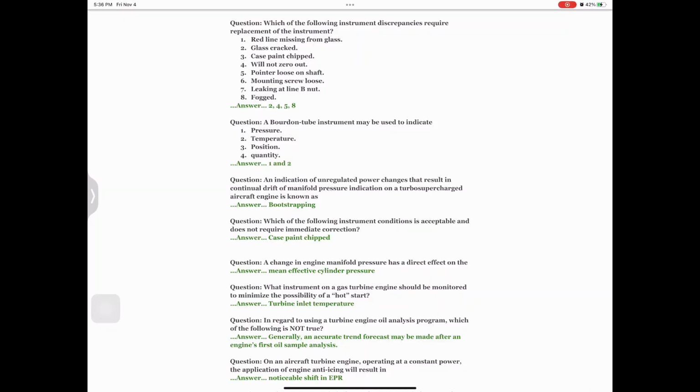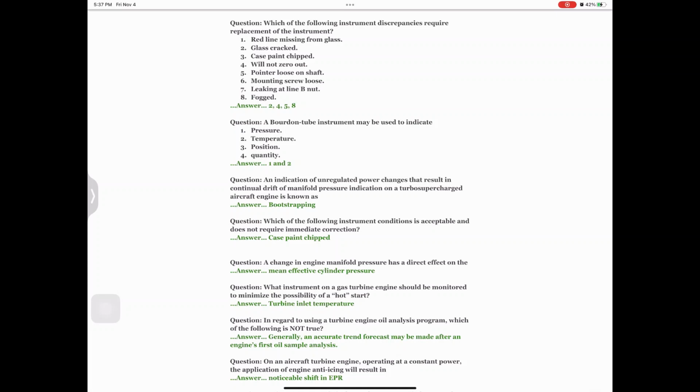Question: A burden tube instrument may be used to indicate pressure, temperature, position, quantity. Answer: 1 and 2. Question: An indication of unregulated power changes that result in continual drift of manifold pressure indication on a turbo-supercharged aircraft engine is known as, answer, bootstrapping. Question: Which of the following instrument conditions is acceptable and does not require immediate correction? Answer: Case paint chipped.